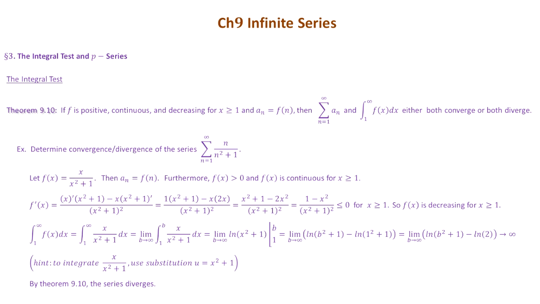Remember, we got 1 minus x squared on the top. So if x is greater than 1, then you get the derivative negative. It's equal to 0 when x equals 1. The derivative is 0 only when x equals 1. So the function is decreasing, indeed, for x greater than or equal to 1. So all the conditions are met for this theorem, so we can use it.